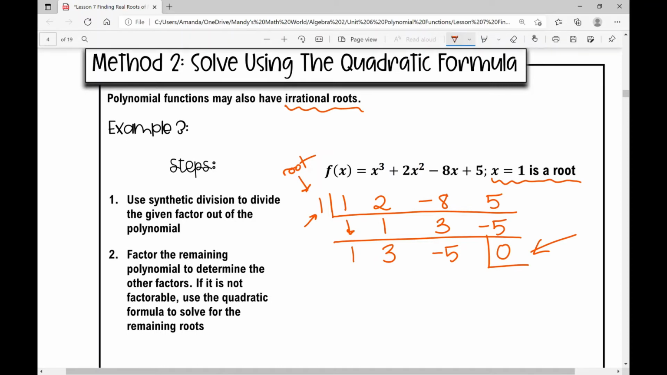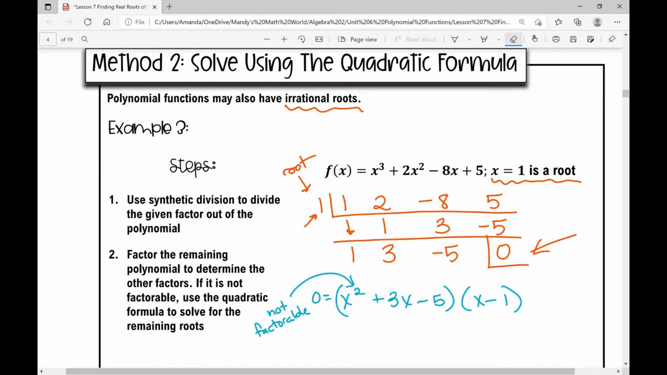So now what are we left with? We are left with this quadratic right here, x squared plus 3x minus 5. If you want, you can write x minus 1 here. But this quadratic is not factorable. I can't think of any numbers that I can multiply to get -5 and also add to get +3.